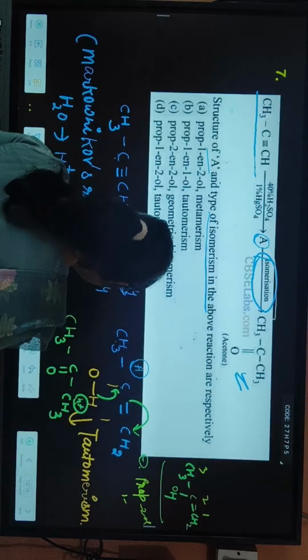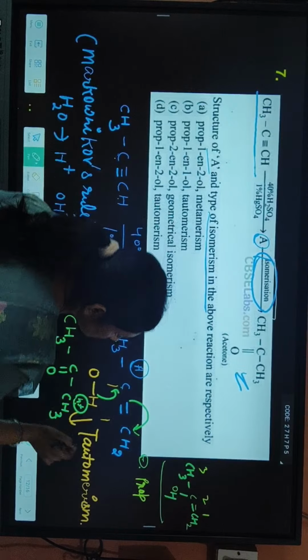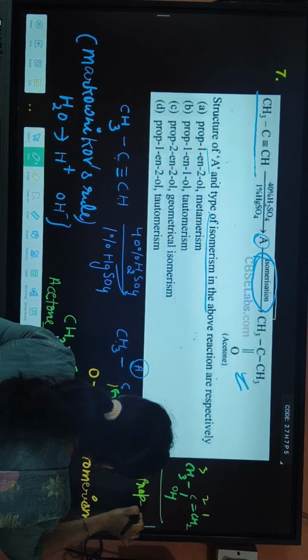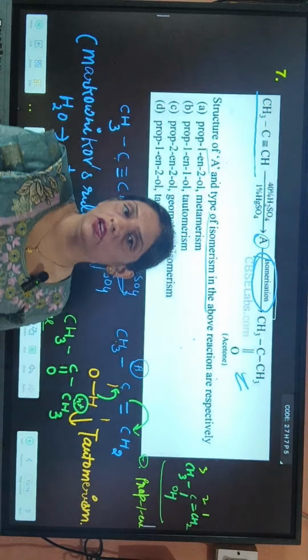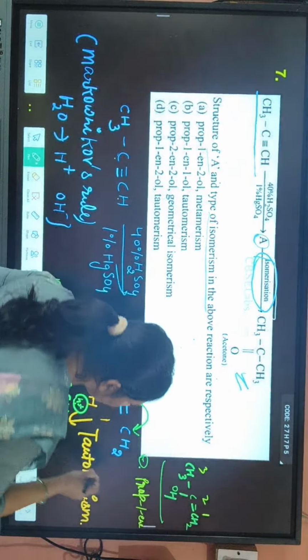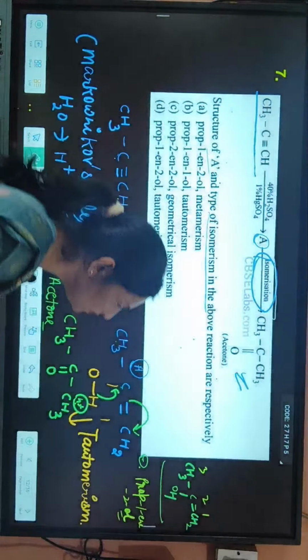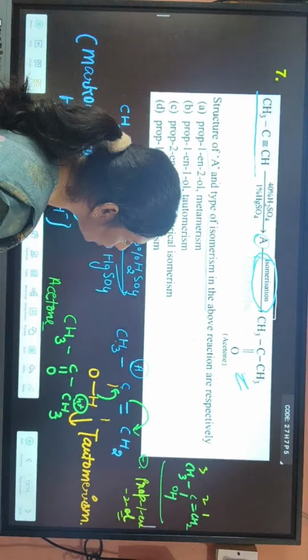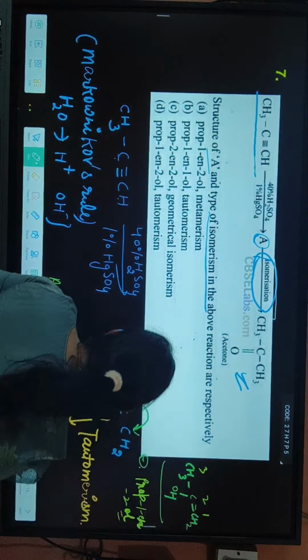But first we write primary suffix, then secondary suffix. Your primary suffix is in. For double bond you will use in. So prop 1 in, then you will use secondary suffix, functional group. Prop 1 in 2 all. Okay, prop 1 in 2 all.